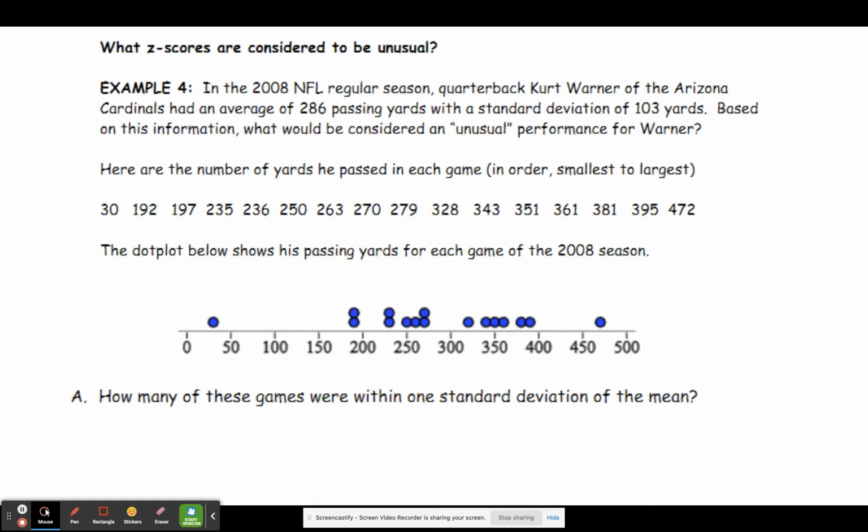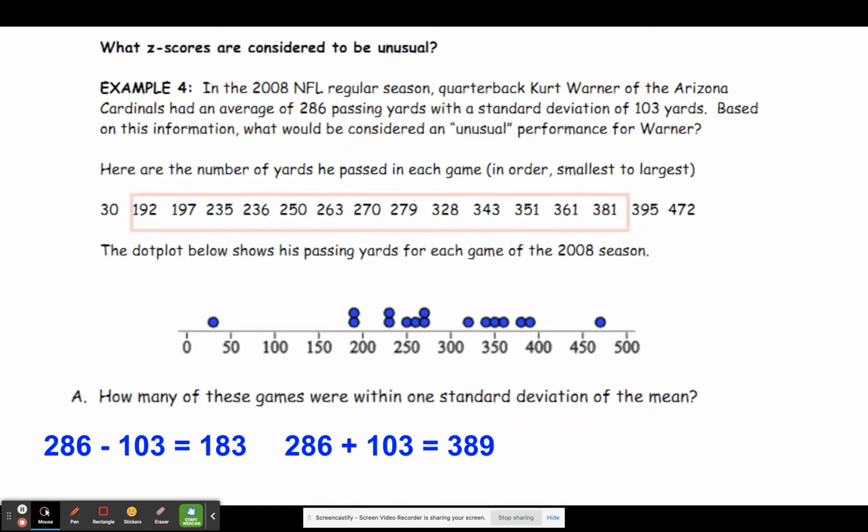So question A is asking, how many of these games were within 1 standard deviation of the mean? Well, 1 standard deviation within the mean means start at the mean and go down 1 standard deviation and go up by 1. So down 1 standard deviation would be 183 yards. If we go up 1 standard deviation, that's 389 yards. So how many of his games were between 183 and 389 yards? Well, if we look at the games in order, all of those games that are in that red box are in that range. And that's 13 out of the 16 games, which is almost all the games.